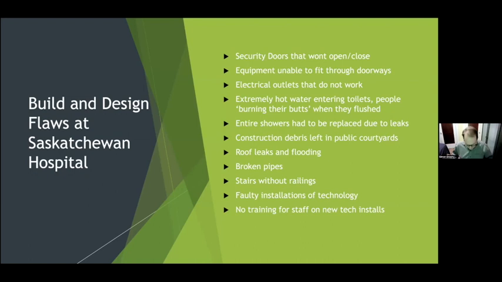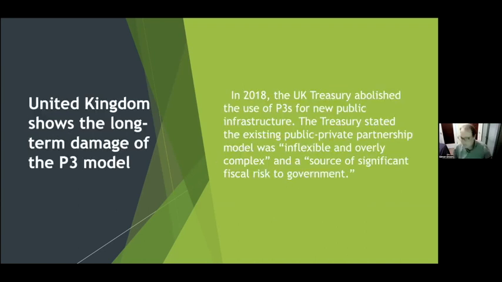So to conclude, P3 advocates love to say that they have learned from their mistakes, that whatever disaster befell some other P3 project won't happen here because we've learned from those mistakes. As I mentioned, the United Kingdom has had the longest experience with the P3 model, has had many mistakes. It's learned from them. And after its 30-year experiment with P3s, the UK has perhaps learned its final lesson on P3s, which is they banned them. They will not use them anymore because, according to the Treasury of the United Kingdom, it was inflexible, overly complex, and a source of significant fiscal risk for government.